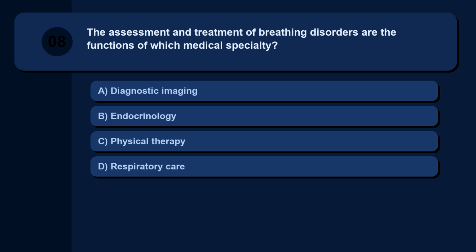Question 8. The assessment and treatment of breathing disorders are the functions of which medical specialty? Diagnostic imaging, endocrinology, physical therapy, respiratory care. Respiratory care, respiratory therapy, specializes in assessing and treating breathing disorders such as asthma, COPD, and pneumonia.